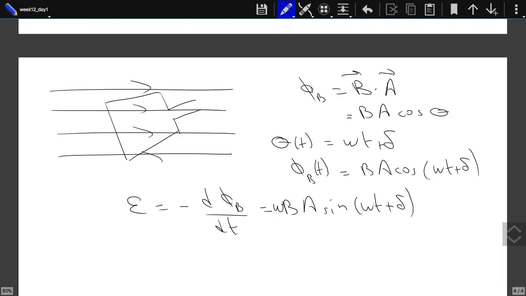Other questions? Yes. Why did we give the theta function? Because this is the angle between the magnetic field and the area. And in this problem, we said that some effect is rotating this wire loop. And so if it is rotating, then the angle will change in time. If it's rotating with constant angular velocity, it's omega t, and this is the orientation at t equal to 0. So this is the most general form. What is omega? Well, it depends on your device.